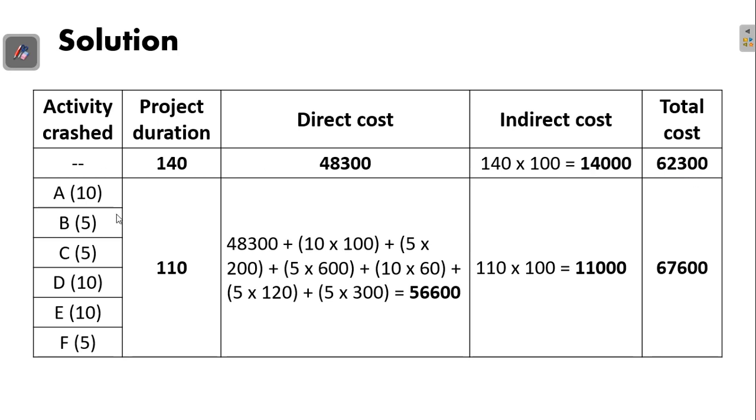Now let's see what will be the cost after crashing. We have seen that activity A has been crashed by 10 days, activity B by 5 days, C by 5 days, D by 10 days, E by 10 days, and F by 5 days. So we end up with 110 days. Now, to obtain the associated cost after project crashing, we take the direct cost or the original cost before starting crashing, then we add the cost associated with crashing each day from each activity.